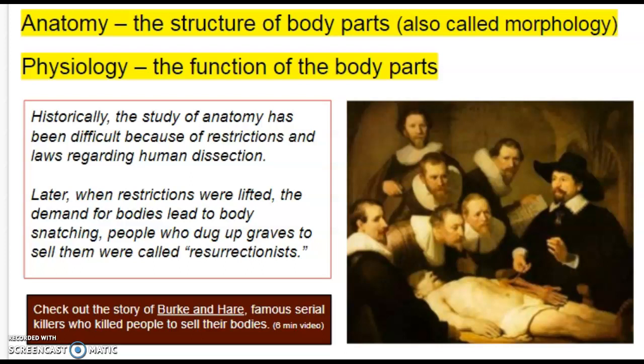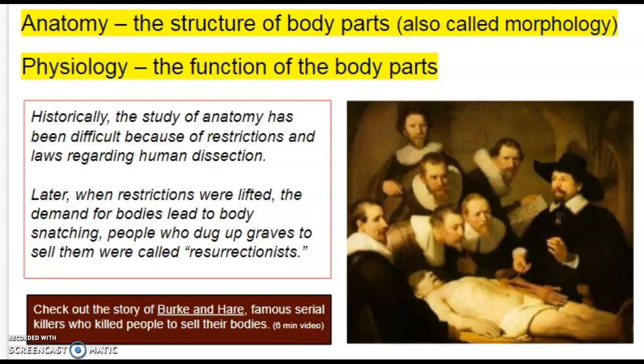Now, you can have a class of anatomy and just understanding the structures, but physiology has to come after anatomy, because to understand the function of your body parts, you actually have to understand the anatomy. So when we get into the muscular system, you're going to have to understand the anatomy of a muscular tissue so you can understand the physiology of how that's going to contract and how the parts of it work together.